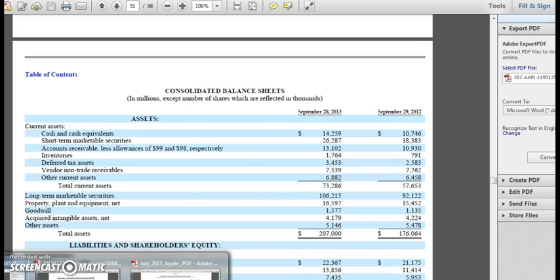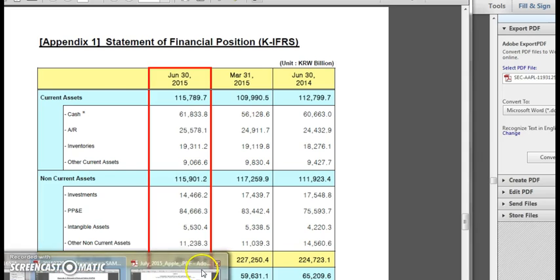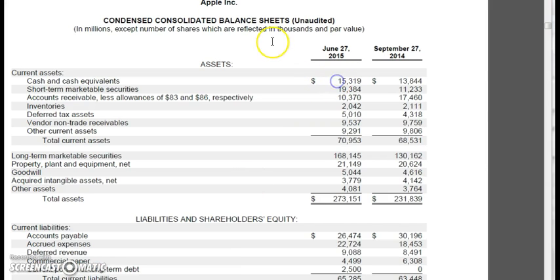Let's look at the equivalent for Samsung. Actually, that was the annual report. Let's look at the Q2 report for Apple. So here we are. Cash equivalents, remember it was 14, now it's 15. Marketable securities, it's 19 right now. So it's 35. Their long-term marketable securities, 169. Just doing the rough math, that's 207 out of 273.